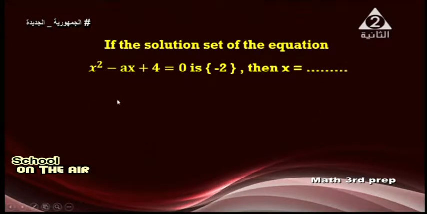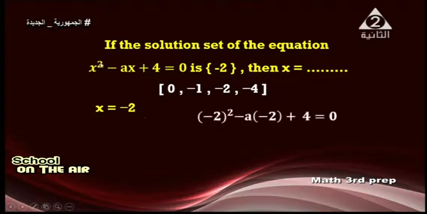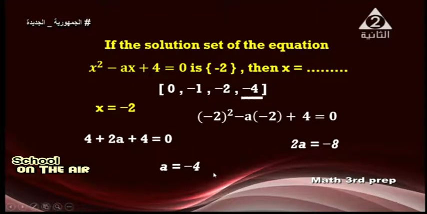Another example, if the solution set of the equation x power 2 minus ax plus 4 equals 0 is negative 2, then a equals, then choice. مبدئيا كده solution set negative 2, it means that x equals negative 2. By substituting by the value of x, negative 2 squared minus a times negative 2 plus 4 equals 0. جبنا الفاليو بتاعت الاكس، بقت 4 plus 2a plus 4 equals 0. It means that 2a equals negative 8 and a equals negative 4.